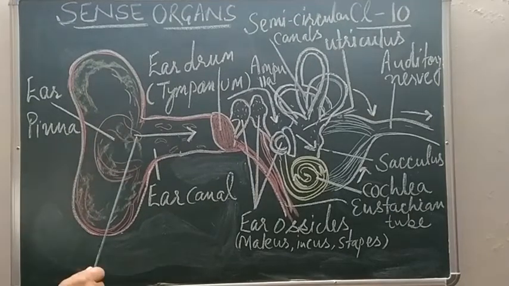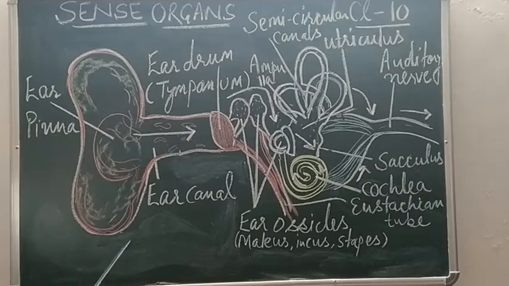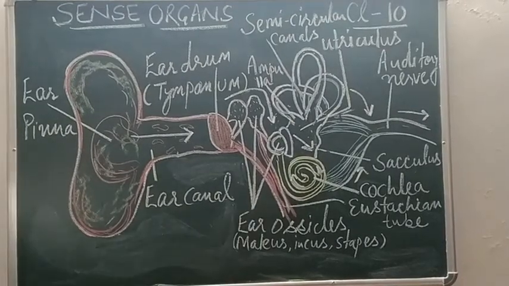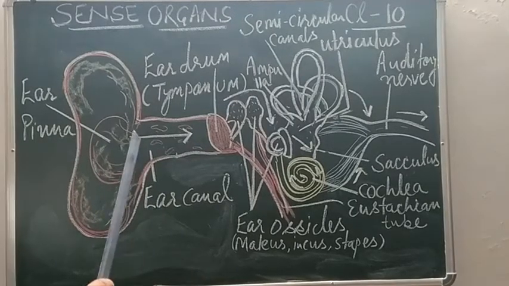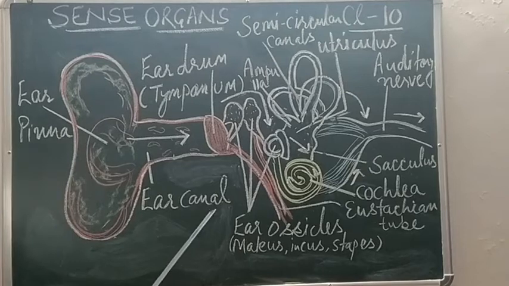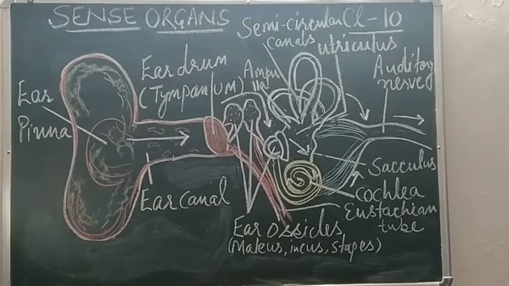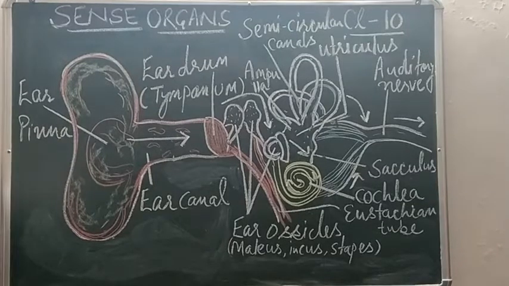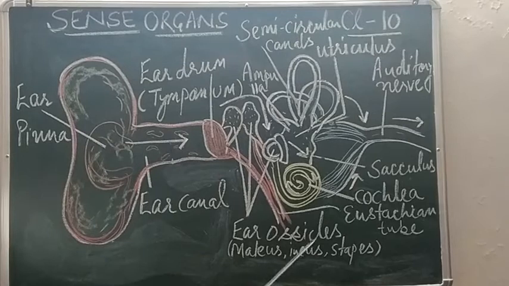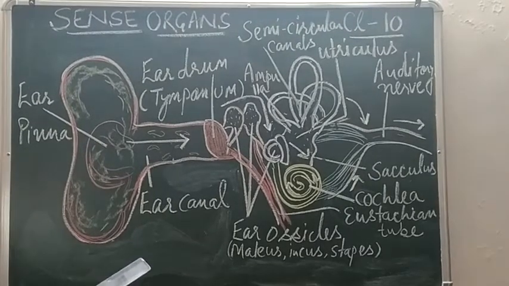Now as you all know, the human ear is divided into three parts: the outer ear, middle ear and internal ear. The function of the ear is to help in hearing sound as well as in maintaining the balance of the body. You will be learning about these two functions today. So how does the ear function? First, how does it help us to hear sound?